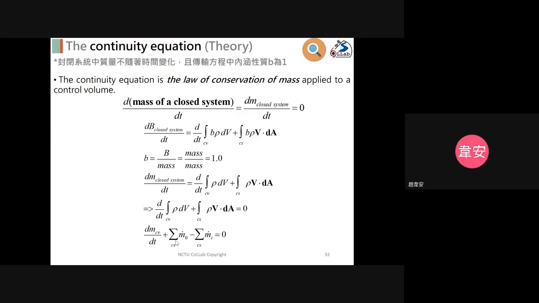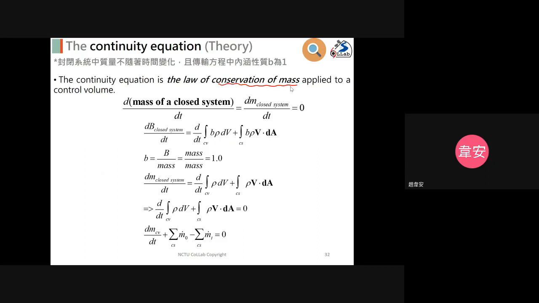Okay, so in the following slide, we are wondering to discuss the second equation, the continuity equation. So what is the continuity equation? It's based on the idea of mass conservation. So we are talking about the concept based on the conservation of the mass.